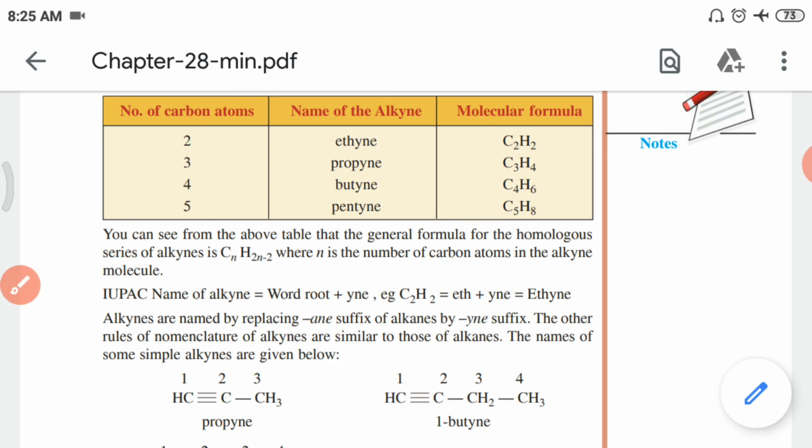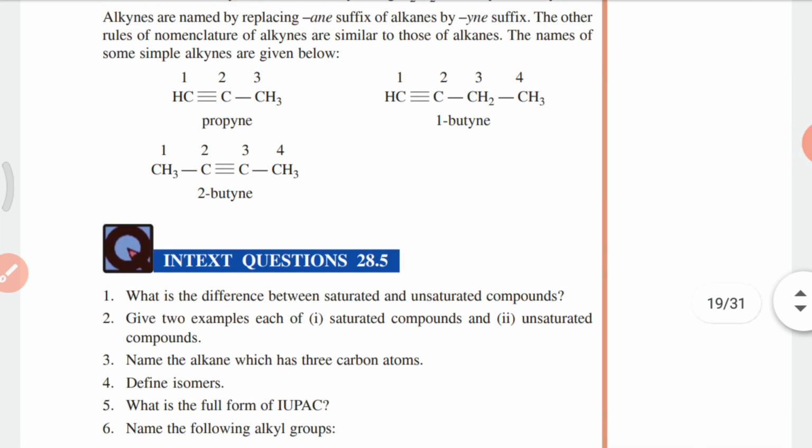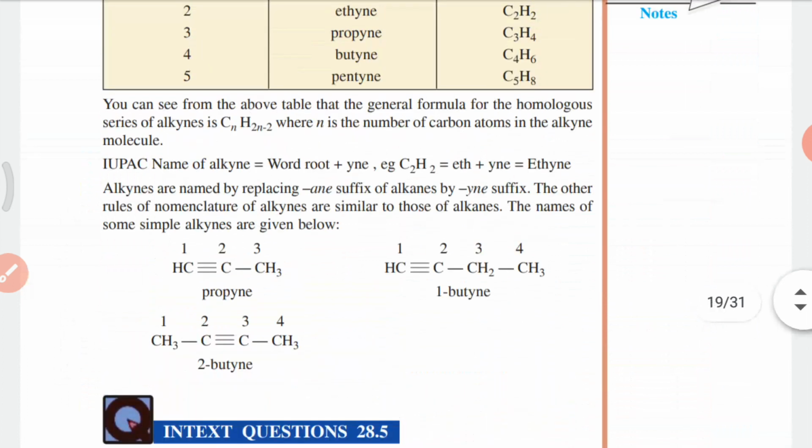Similar to alkanes, we give 1-butyne or 2-butyne, etc., for indicating the position of triple bonds. This is the way of giving names for alkane, alkene, and alkyne.